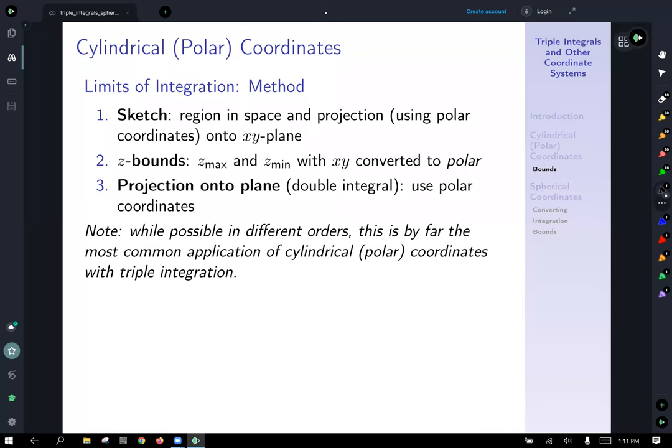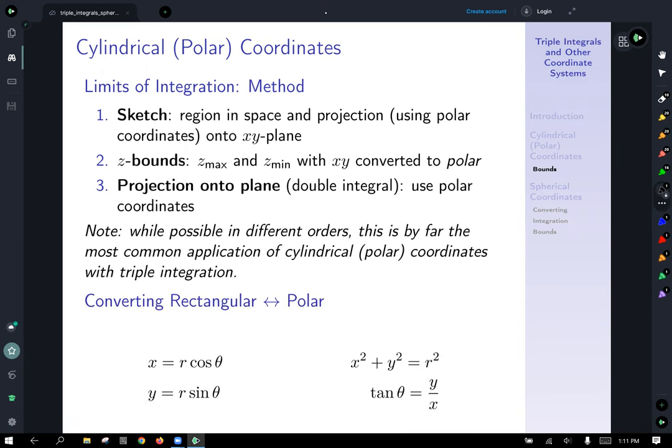While it is possible to do these in different orders, by far the most common application of cylindrical or polar coordinates is to stick to this order of integration, where z is your innermost integral and then you set up the double integral for your outermost two integrals using polar coordinates for the projection into the plane.